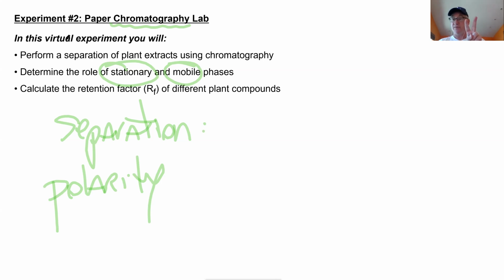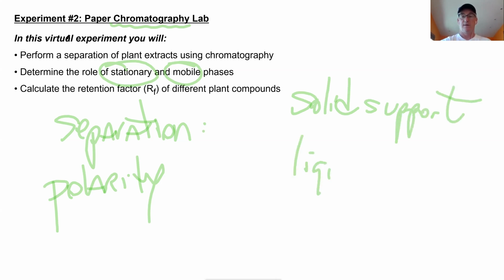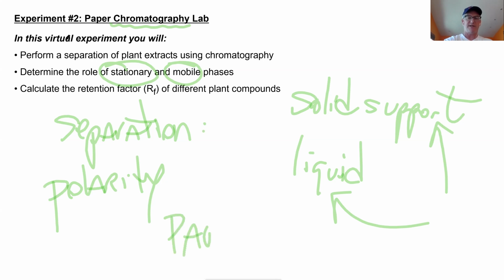But basically, you have two things. You have a solid support, and you have a liquid. So basically what you're doing when you do chromatography is you have this complex mixture of things, and you're basically giving them a chance to interact with the solid support or with the liquid, or some ratio in between. And we use a fancy name called partition.